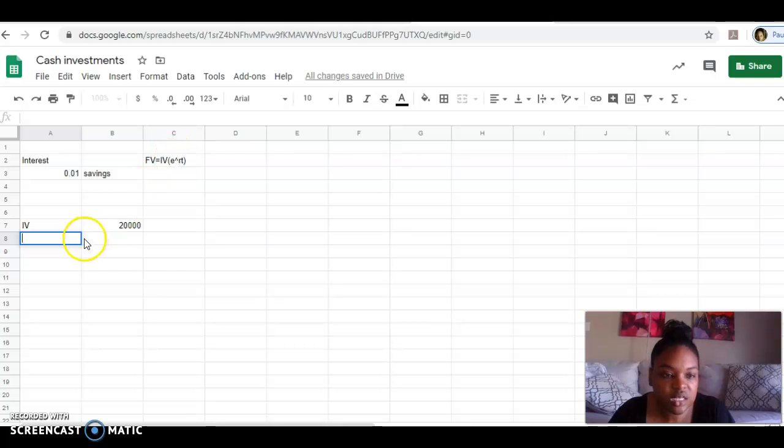The next part is E. E is a constant, so we already know what that value is. So E is 2.71.